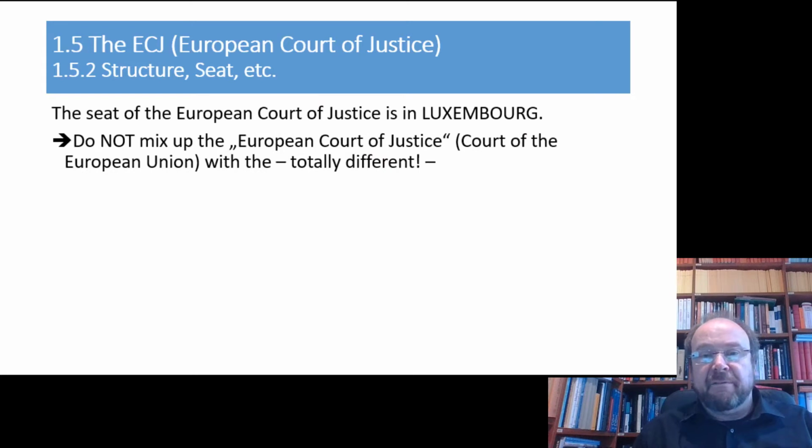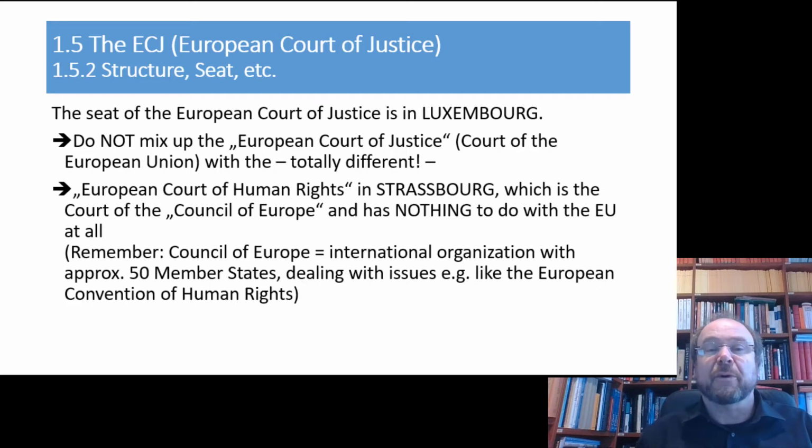Well, a very important thing is you shall never mix up the European Court of Justice, so the Court of the European Union, with a totally different court, which is named similarly, the European Court of Human Rights, the ECHR. That is a court located in Strasbourg in France, and it belongs to the Council of Europe. And the Council of Europe, remember that, is an organization of approximately 50 member states, mostly European, which has nothing to do at all with the EU. It was founded at the end of the 1940s. It is a strictly interstate organization, a classical international organization, and it is, for example, the author of the European Convention of Human Rights, but has nothing at all to do with the European Union.